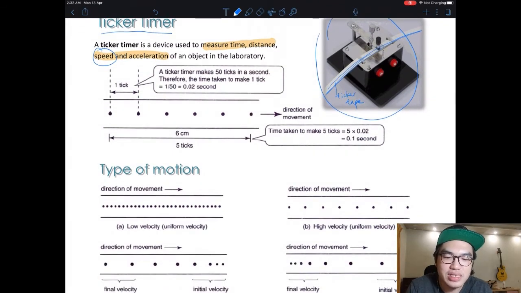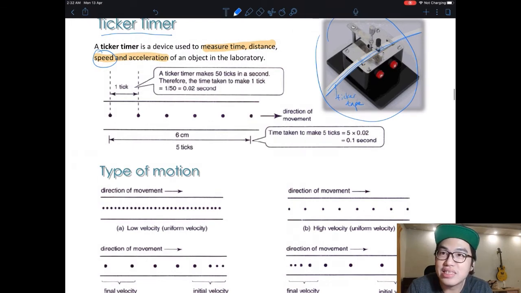There's a setting I need you to memorize here. The ticker timer makes 50 ticks in a second. It means in 1 second it dots 50 times. So 50 ticks in a second, 50 dots in a second. Therefore, to make one tick, this is basic maths, 1 divided by 50, so one tick is 0.02 seconds. So by counting how many ticks, you know how much time has gone by.